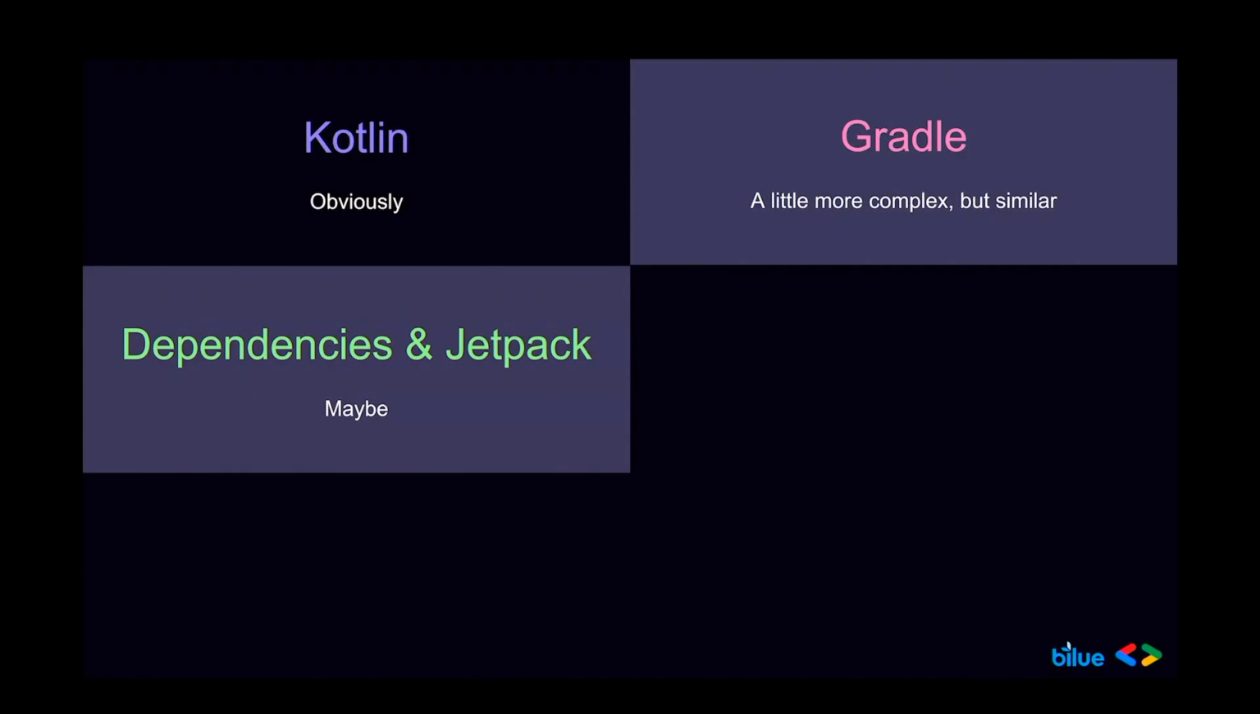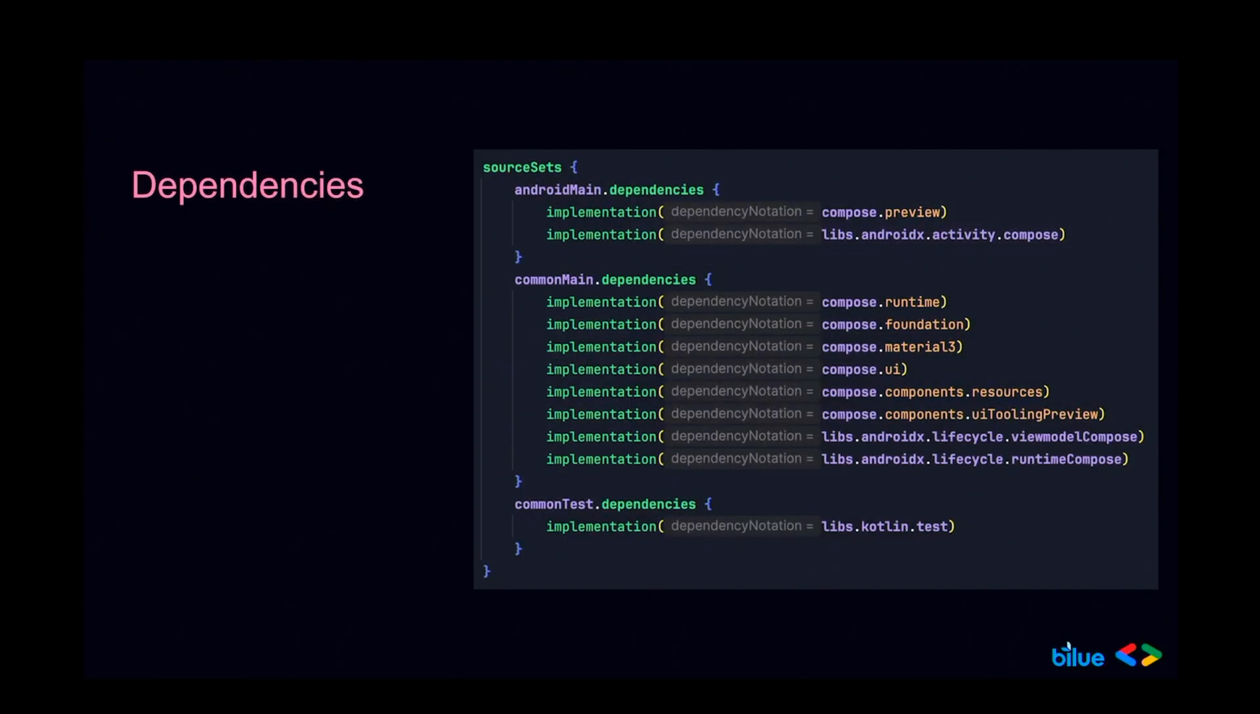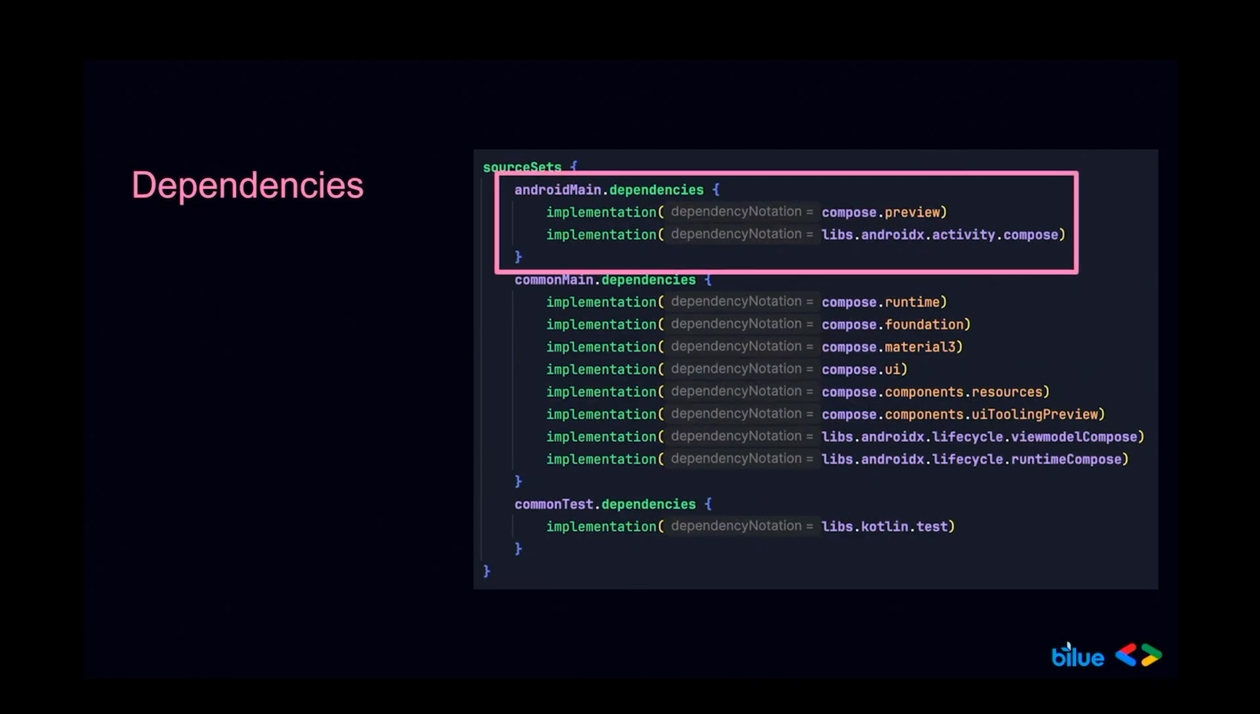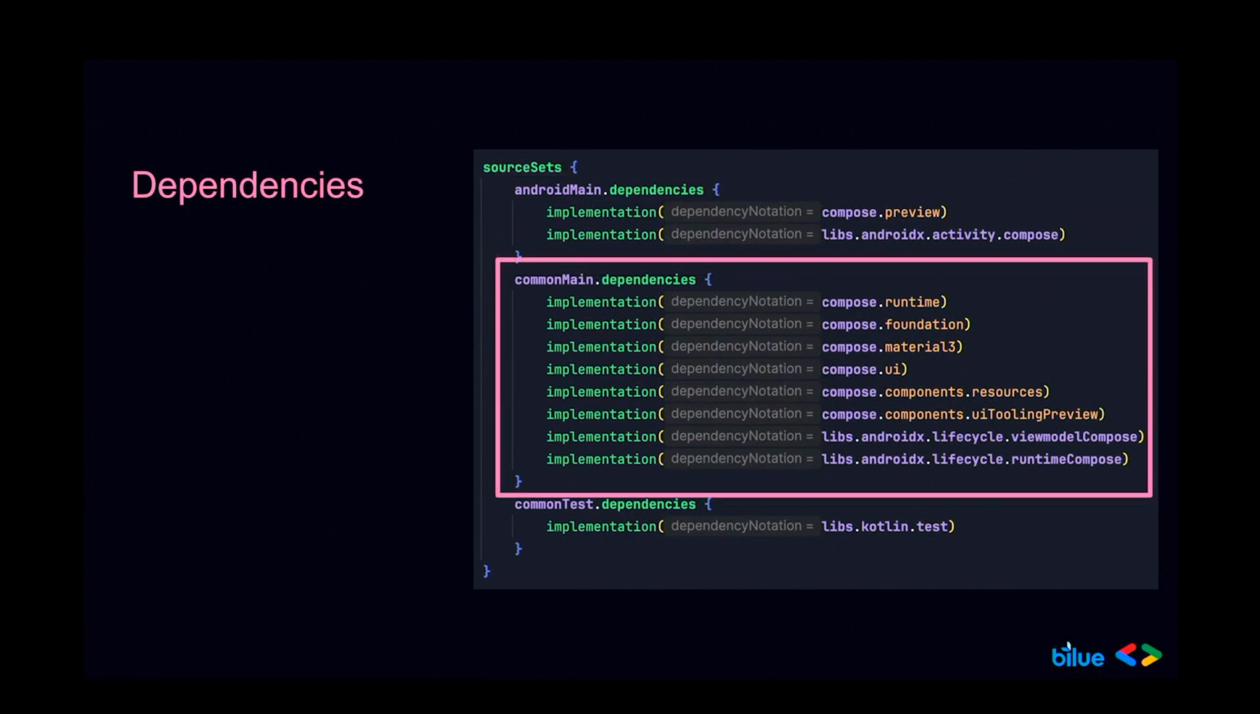So we can also use our dependencies in Jetpack that we might be used to for Android development. Some, but not all. If we look at how our dependencies are laid out, we do this again in Gradle. We've got our Android dependencies, which are ones that are only going to be used for Android-specific code. I'll show you some of that in a moment in the demo. Then we have our common dependencies, which are dependencies that are used in common code.